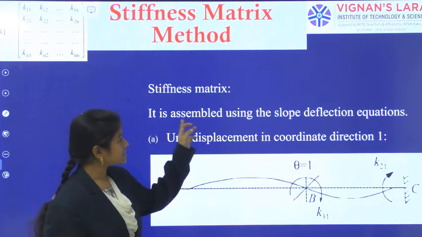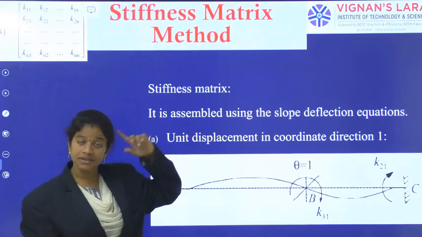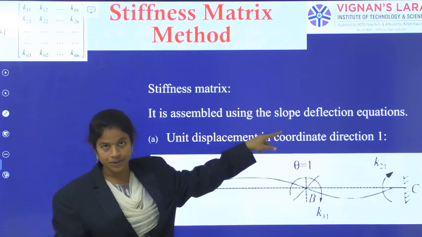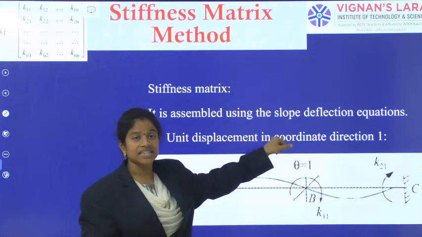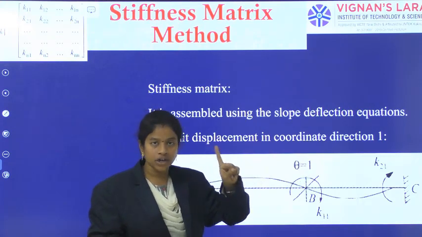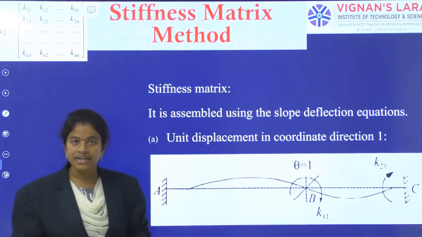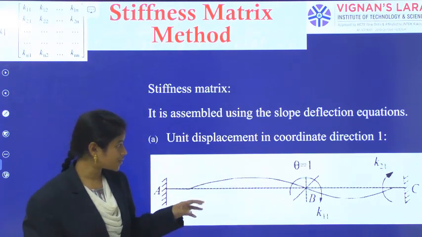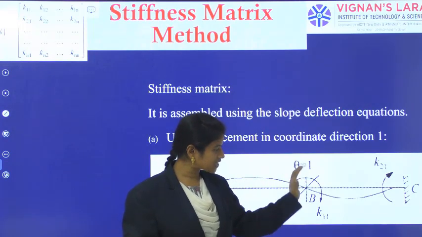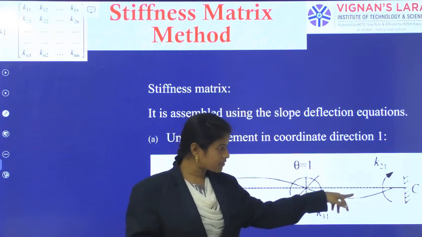It is assembled using the slope deflection equations, and later is the process of the stiffness matrix. Remember, there we used the conjugate beam method. Here we are using the stiffness matrix method. Firstly, a unit displacement is applied in the coordinate direction 1. As the output is in moments, I am applying 1 unit rotation. So at A it is still fixed, at B originally it is fixed, but a unit rotation theta equal to 1 is applied, and the fixed end has shifted like this, and the beam member is indicated like this.